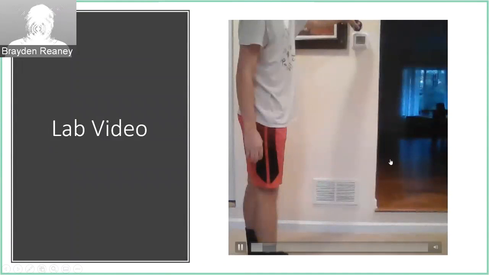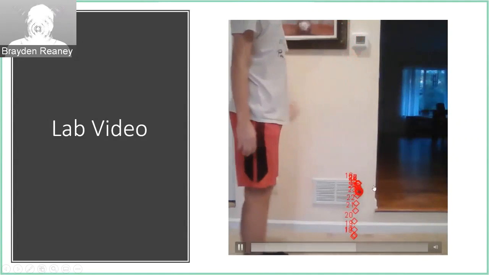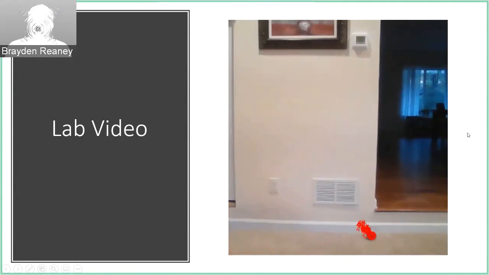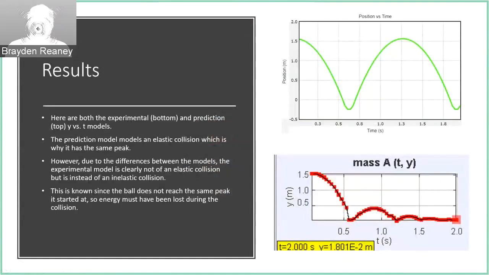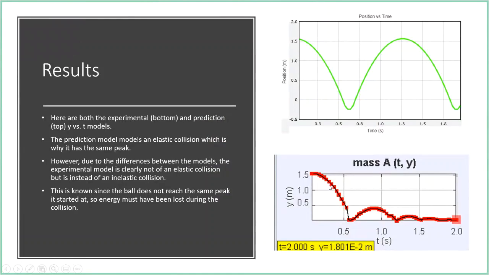Now here's my video. I was dropping a baseball from a given height. You can see my Tracker motion analysis. Here are my results. On the bottom is the experimental position versus time graph, and the top is the prediction position versus time graph. You can see here the value goes below 0, which is less than ideal. I'll discuss that later in my coding.